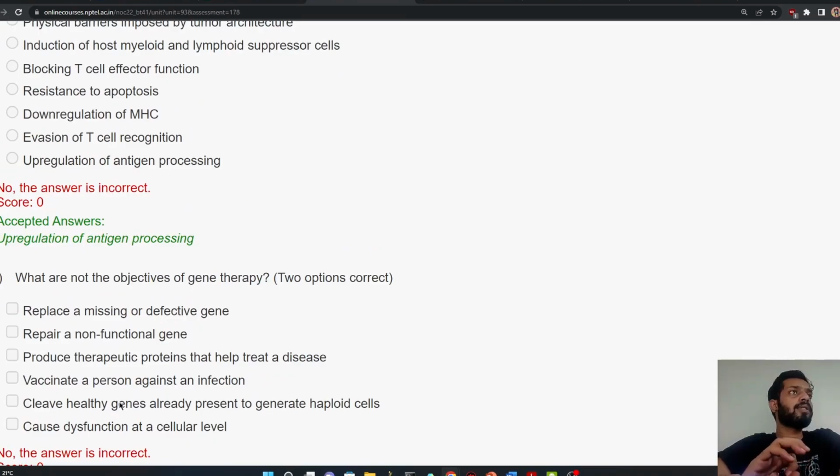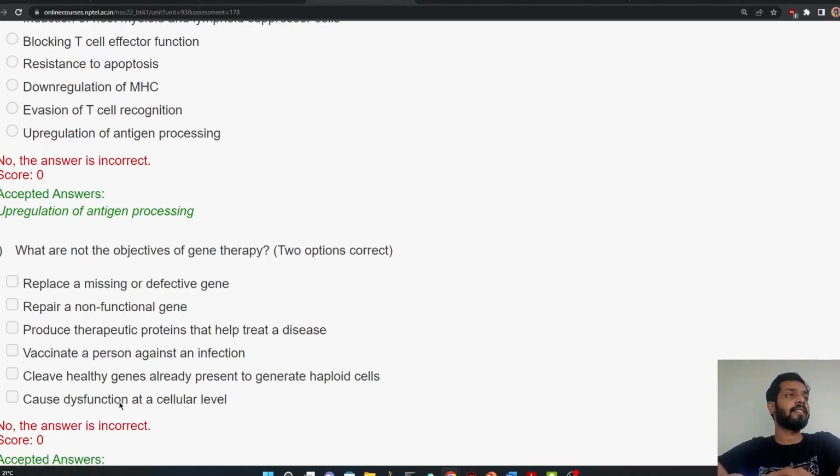Okay, what are not the objectives of gene therapy? Replace a missing or defective gene, repair a non-functional gene, produce therapeutic proteins that help treat a disease. So options E and F. Yeah, you don't want to cleave healthy genes that are already present to generate haploid cells, and you also don't want to cause dysfunction at the cellular level.